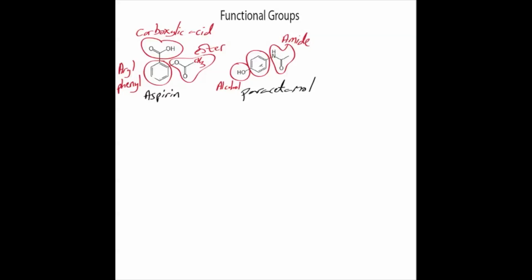So just as a recap, I'll draw this in blue. A carboxylic acid functional group looks like this. An ester looks like this. And I'm going to put R, and that's another thing we use. R means, put equal sign there, alkyl.